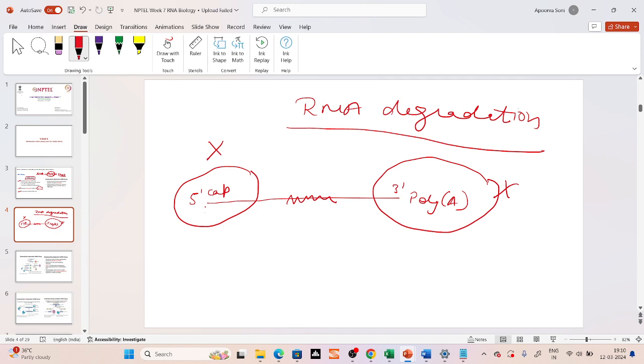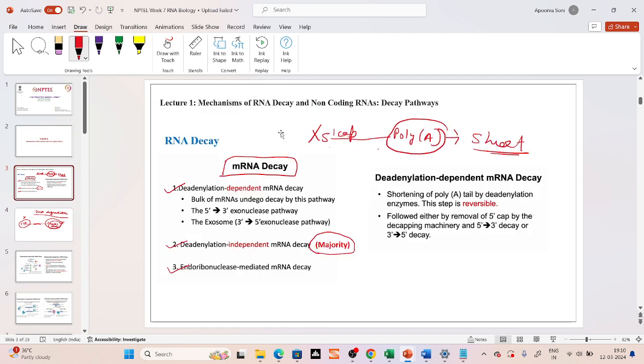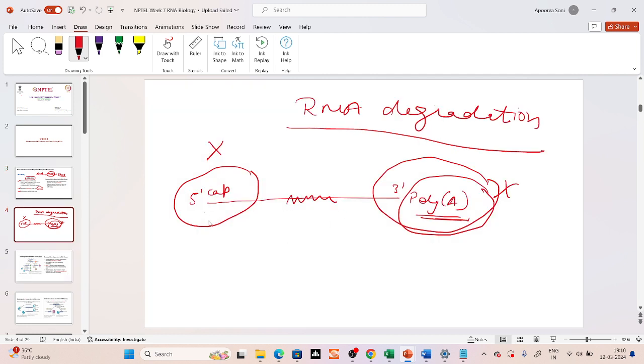So the first is the deadenylation dependent pathway. In this, your poly A tail is shortened. Poly A tail is deadenylated. That is what is written over here, shortening of the poly A tail. And because this poly A tail is shortened, some other enzymes come into the picture and your 5 prime cap is removed.